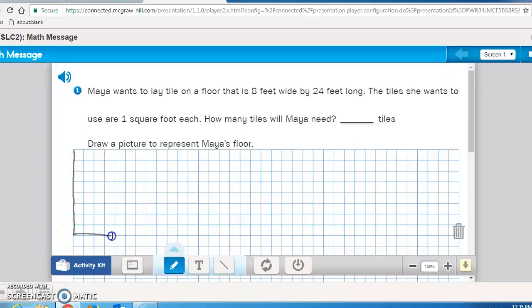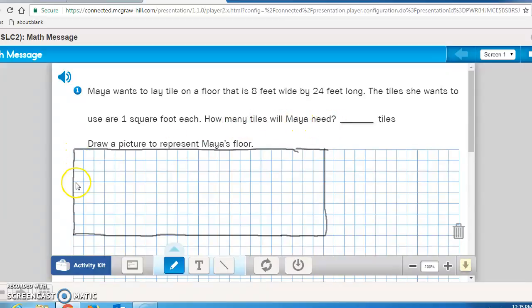1, 2, 3, 4, 5, 6, 7, 8, 9, 10, 11, 12, 13, 14, 15, 16, 17, 18, 19, 20, 21, 22, 23, 24. Again, I'm trying to follow the lines as best as I can draw it here. That would represent Maya's floor. So how many tiles will Maya need?